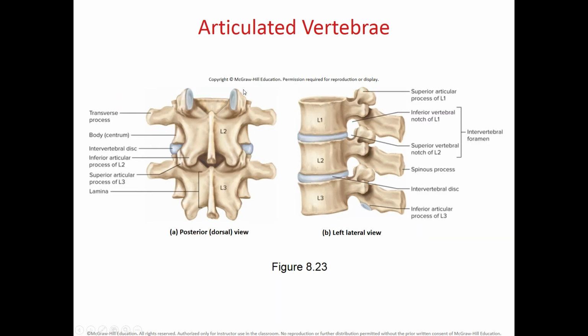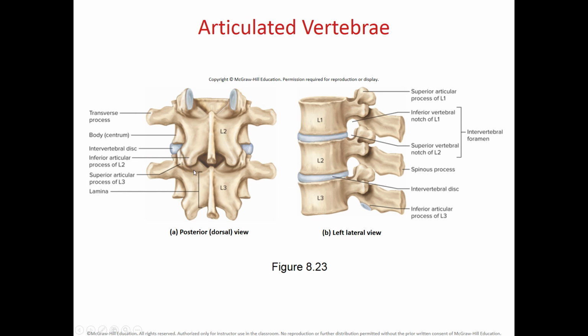So this is two articulated vertebrae, L2 and L3. This is the posterior view. This will be the spinous processes, this will be the lamina, this will be the transverse processes. And then in here you have the superior articular process and inferior articular process of L2. So the inferior articular process of L2 connects to the superior articular process of L3.